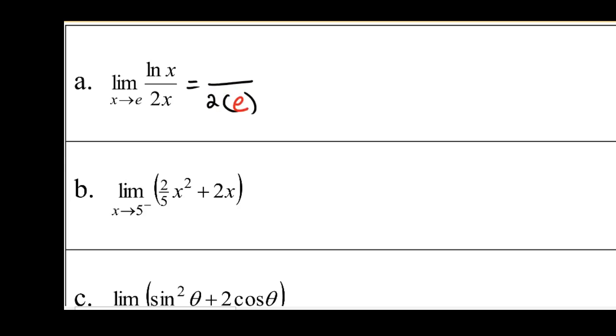2e does not equal 0. e is an irrational number equivalent to approximately 2.7. 2 times that won't give me 0. I can go ahead and fill this in up here. And that's going to be ln base e. As you may recall from your logs, the natural log base e of e is 1. And that leaves me 1 over 2e.